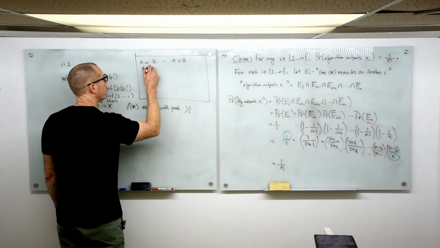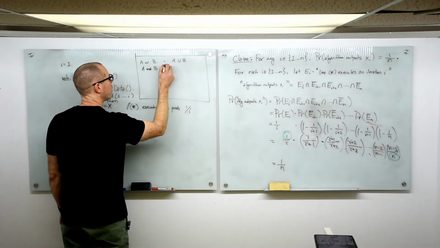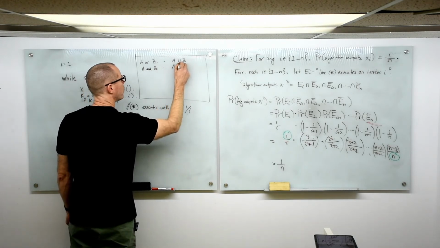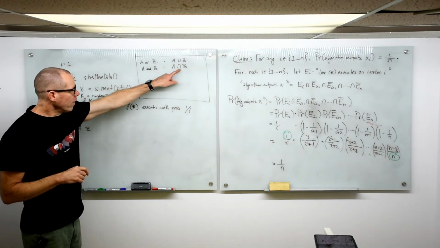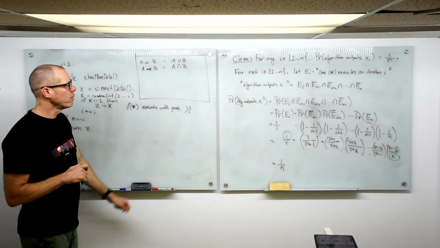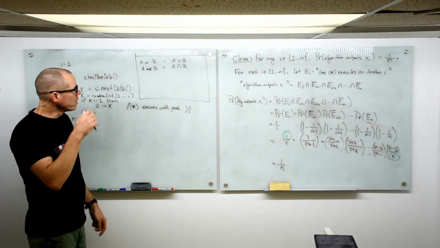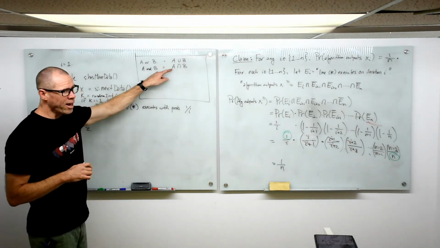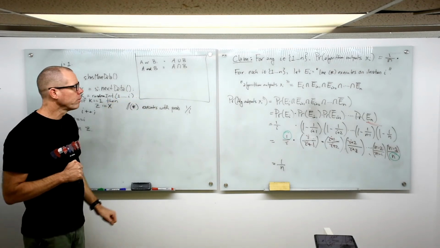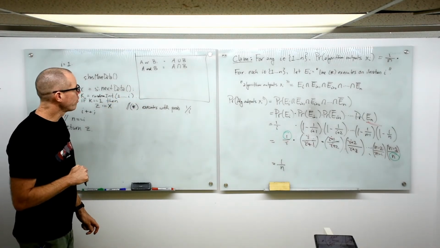A and B is A intersected with B, right? So the set A intersect B contains a particular outcome if that outcome is in A and that outcome is also in B. This is the definition of intersection.